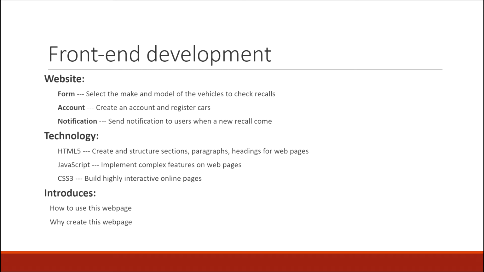The first web page has a form to select the make and model of the vehicle and see the result of found issues and records. Another page has a secure registration portal for users to create an account and register their cars. The last web page can automatically set a notification to the user when a new record or issue has been added to the database that affects their cars. We use many technologies to create the web pages for the frontend.